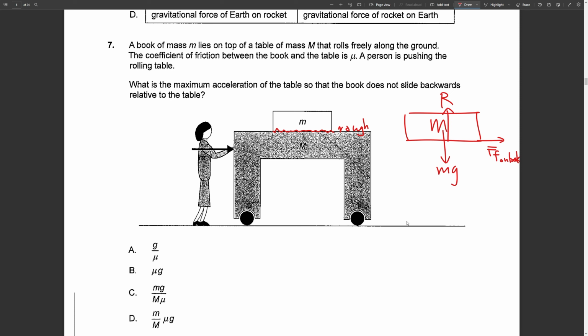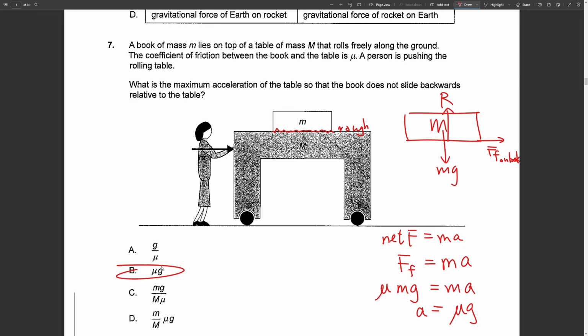This system must follow Newton's second law, which is net force equals ma. Now the net force on the small m is the frictional force. And the frictional force is μR, which is μmg as well. And it gives the acceleration being μg, B.